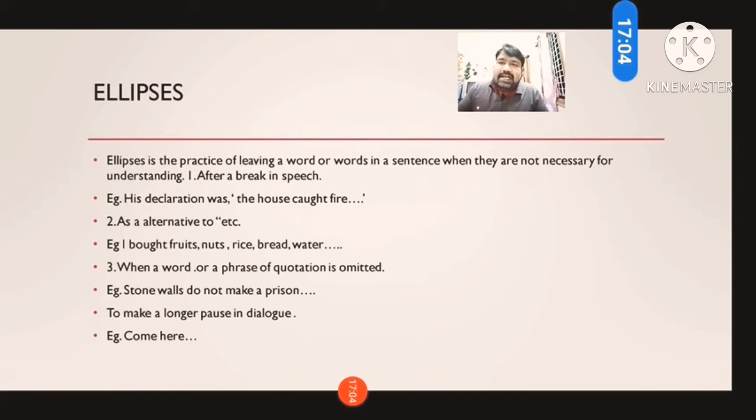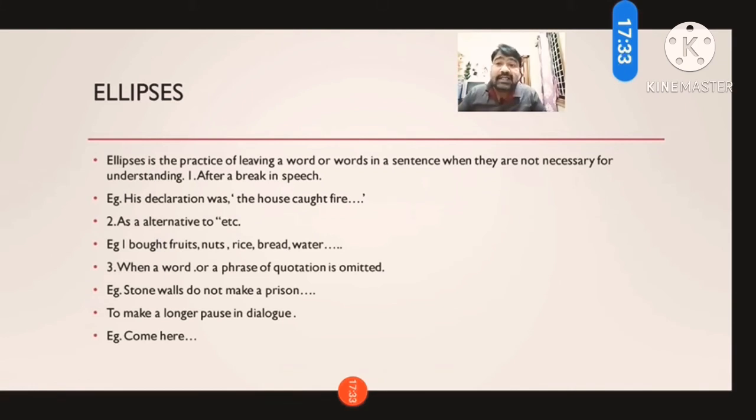Now, ellipsis. Ellipsis is the practice of leaving out a word or words in a sentence when they are not necessary for understanding. Okay. Where will we use it? After a break in speech. When we talk, if there is a long break, we can use an ellipsis. What are the ellipses?